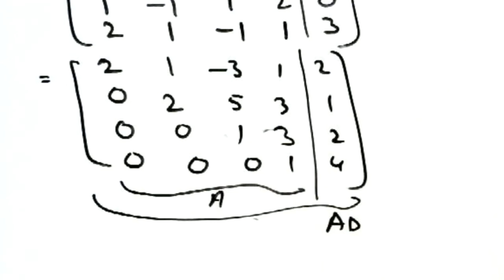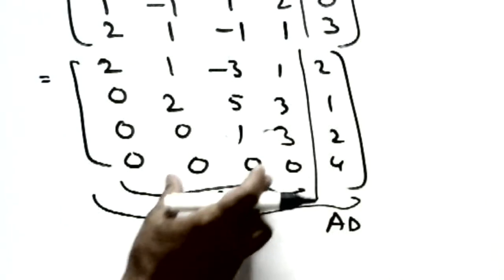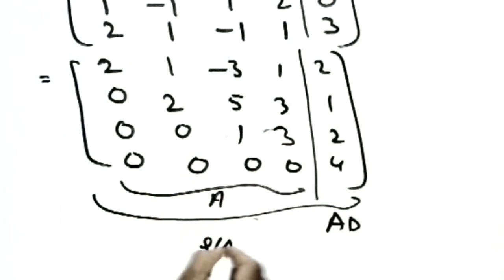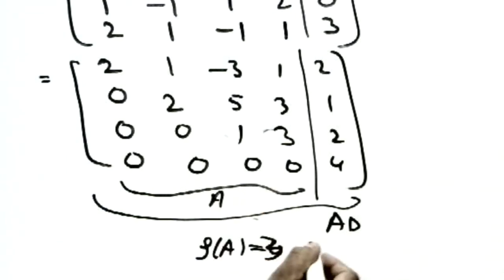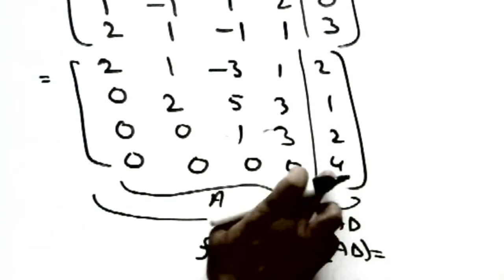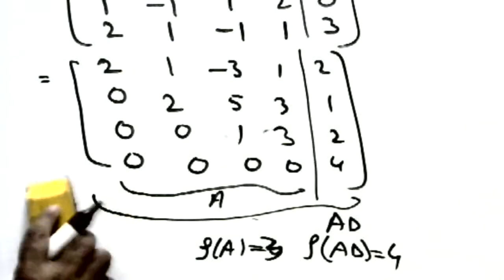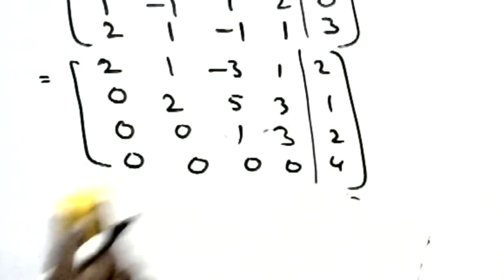Okay, now the rank of A is 4, rank of AD is also 4. But suppose here it is 0, then the rank of A will be 3, but the rank of AD means all the complete row from here to here. Here a number is left, not 0, so its rank is 4. Rank of A is 3, rank of AD is 4. I am just explaining how it changes.